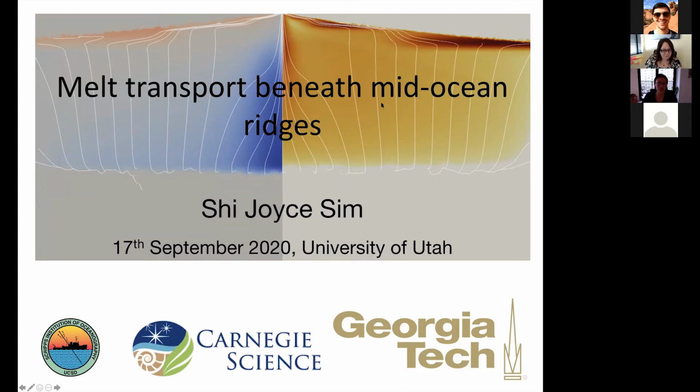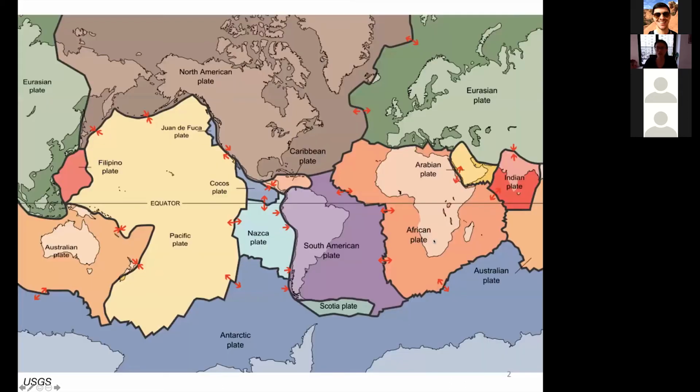Like Sarah alluded to, I'll be talking about melt transport beneath mid-ocean ridges today. She also mentioned that I do work on subduction zone carbon transport, but I won't be talking about that, but if you are interested, we can always talk more about it. Although I'll be focusing on mid-ocean ridges today, I do work in general on trying to understand melt transport at tectonic boundaries, or fluid transport in general at tectonic boundaries.